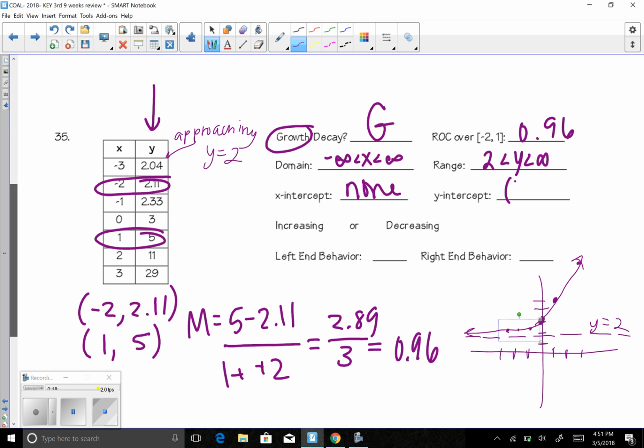My y-intercept, I see it on the table, 0, 3. It's a growth, so it's increasing. And now because I drew a picture, there's no question. I know on the left, I'm going flat to y equals 2, and on the right, I'm going up. So it always kind of helps sometimes to draw a picture if you need to, if it's kind of hard to see what's happening. Okay? All right.